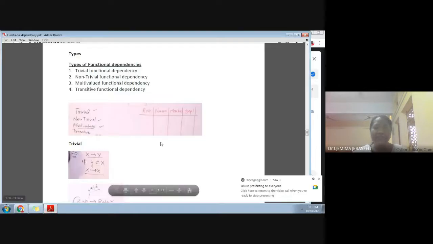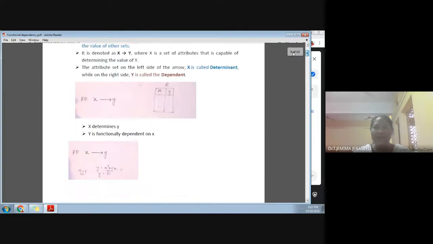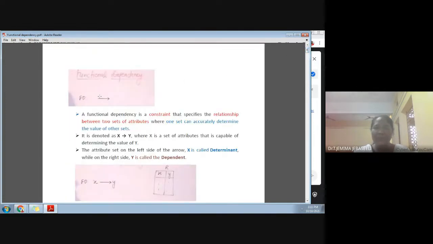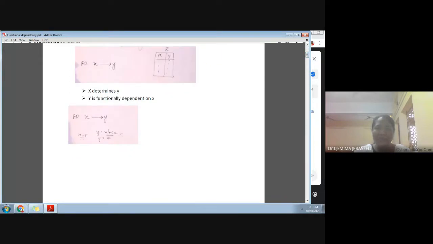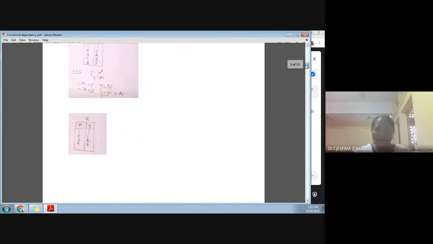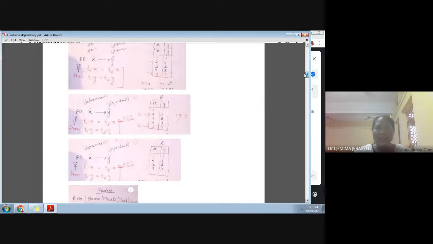I hope you all remember this slide, right? We have learned about functional dependency. You know about the symbolic representation, and how we can represent the relationship between two columns, which schema has functional dependency, what the rules are, and how we can apply and test. This is the general formula.